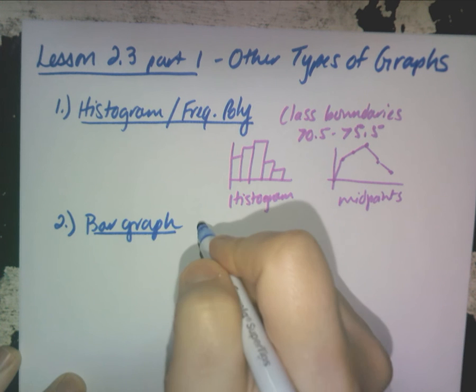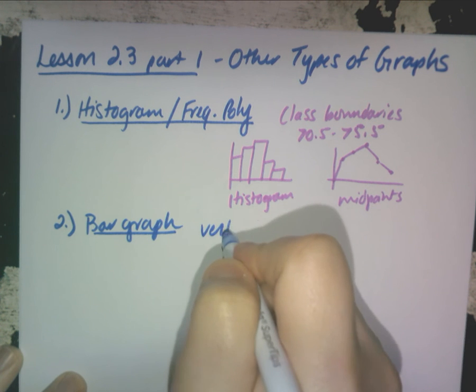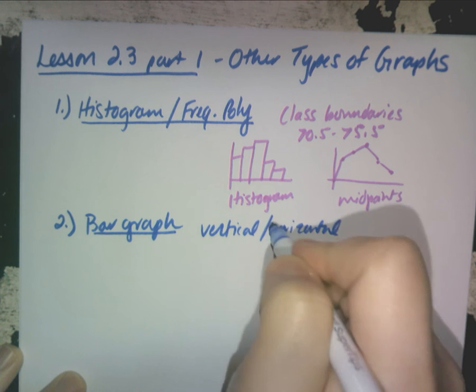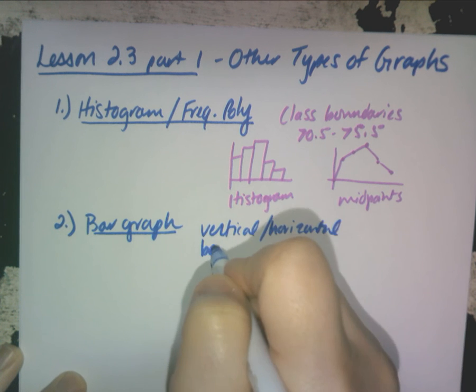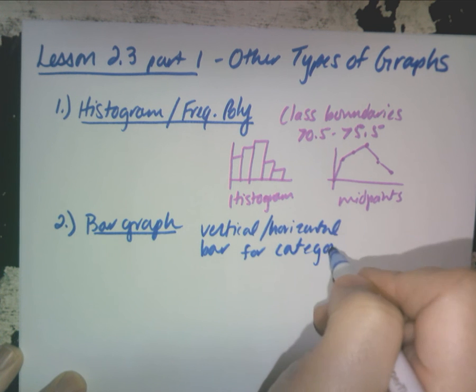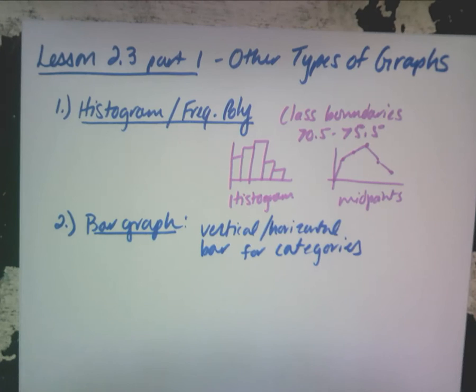So bar graphs are vertical or horizontal bars for categories. And then you would just count up how many of those categories. What kind of flavor do we like of ice cream? Chocolate, vanilla, strawberry. You put chocolate, vanilla, strawberry, and you make a bar of how many. That's what you used to do in kindergarten, okay?